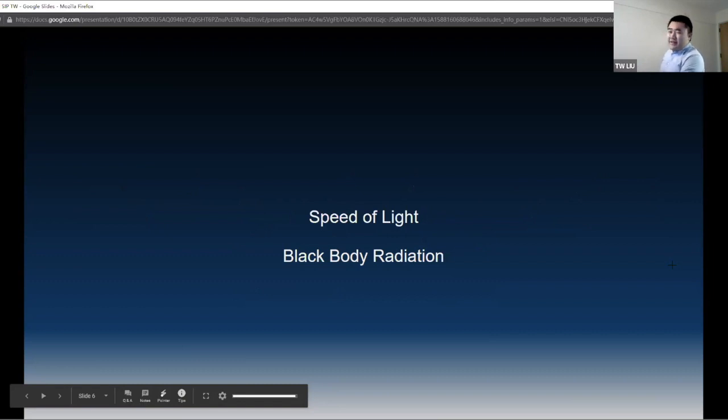They are firstly the speed of light, which I explained with the theory of special relativity in the fall. And in this winter, I was studying the second part of the dark cloud, which is black body radiation.